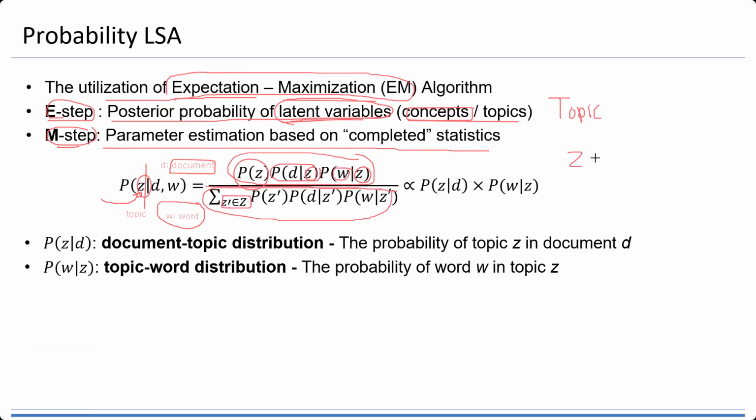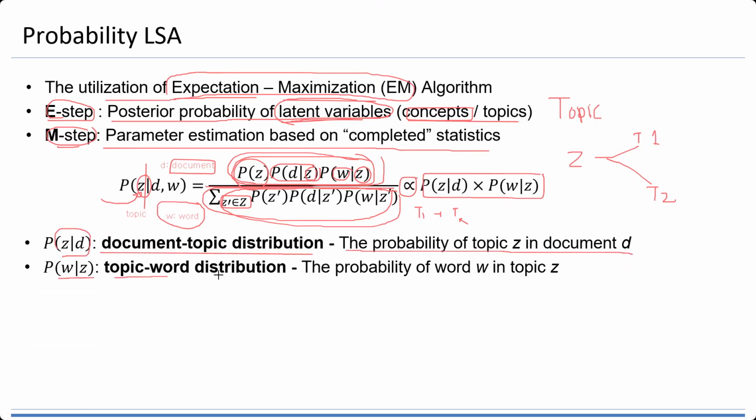So let's say if we have two topics, then we want to know for topic one. So topic one will be calculated divided by the summation. It means, if I have two topics, the summation will be the probability of topic one plus the probability of topic two. Or sometimes we can equally calculate it like this: the probability of topic Z given the document multiplied by the probability of word given topic. So Z given D means the document topic distribution, which is the probability of topic Z in the document D, and W given Z means the topic word distribution, the probability of word W in the topic Z.